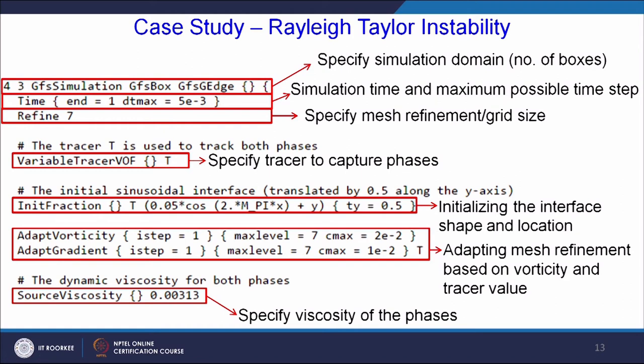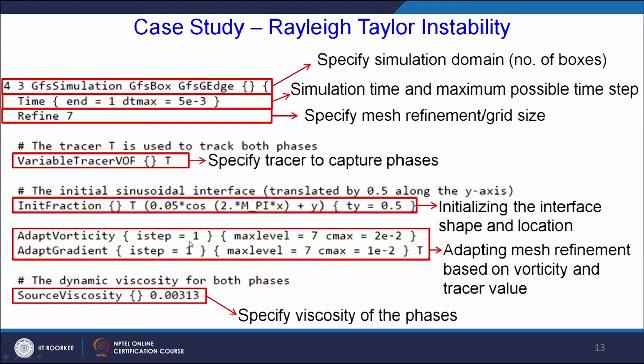Depending on the value of x and y, which is the spatial coordinate, you will be finding out T is getting different values of 0 and 1. Then you have the provision for translating the interface also. Interface means the intermediate cells, intermediate values of T, that you can translate in this fashion.